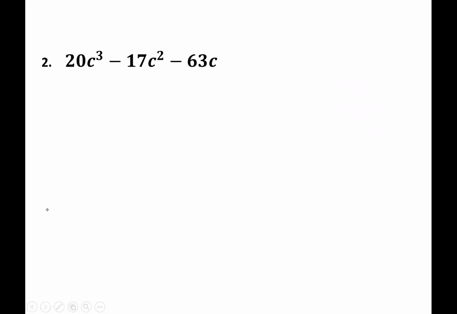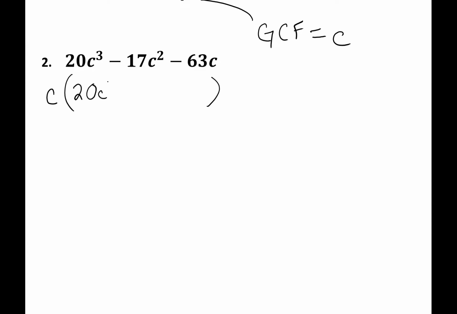Number 2. This one does have a GCF. As soon as you see that higher exponent, get ready to factor out a variable. The GCF here is going to be C. My mistake, I misspoke. So each of these terms has a C. I'm going to factor out C, and that will leave us with 20c squared minus 17c minus 63. Those numbers don't have anything in common. Those terms just had a c in common.